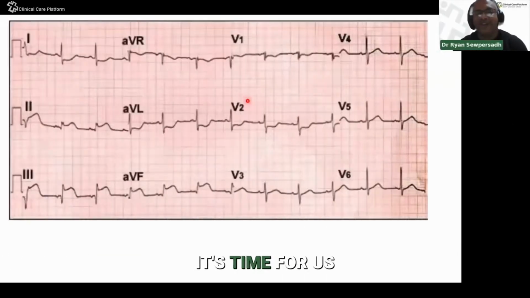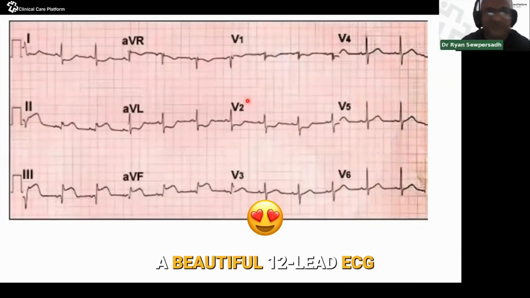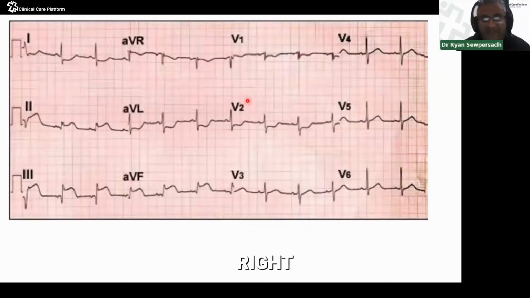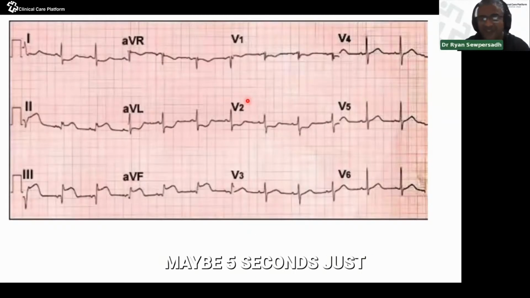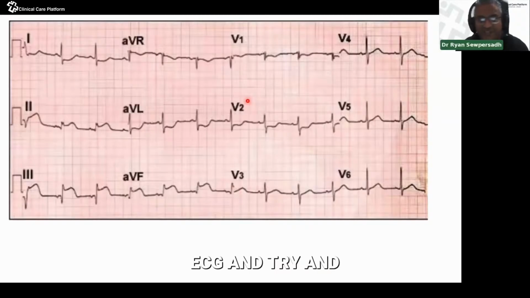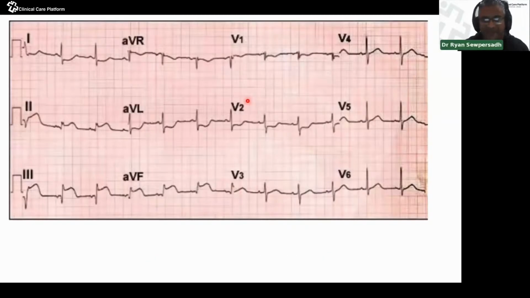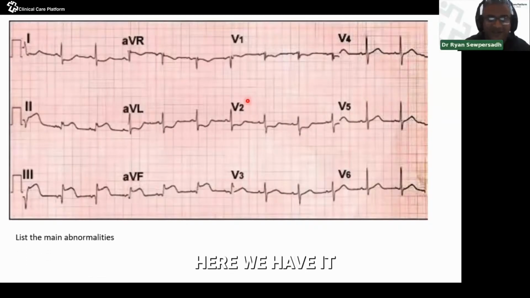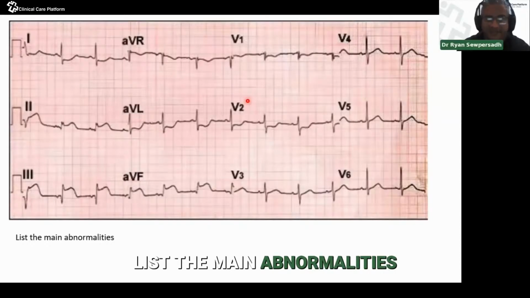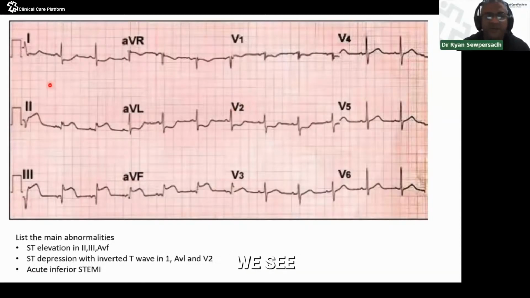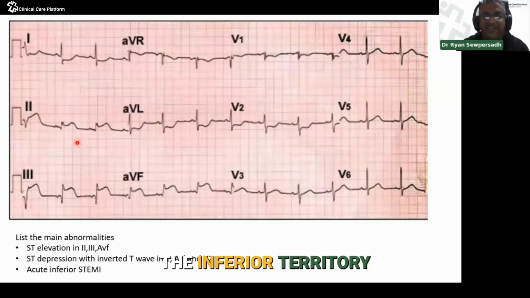So it's time for us to see this in action. A beautiful 12-lead ECG, right? We're going to take about maybe 5 seconds just to stare at this ECG and try and decipher what's going on. All right. So here we have it. List the main abnormalities. We see beautiful ST elevation in the inferior territory: 2, 3, AVF. Very nice. But that's not all we see.